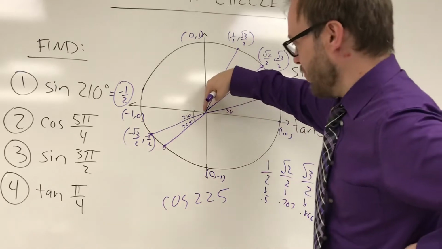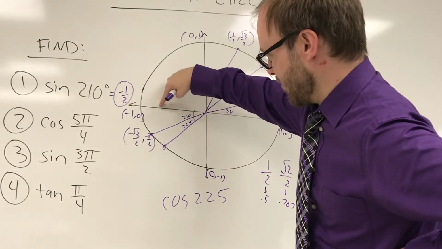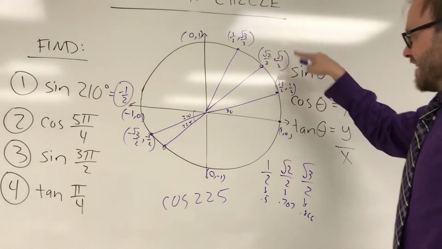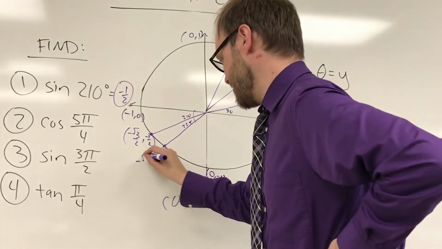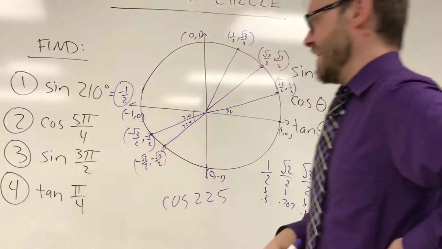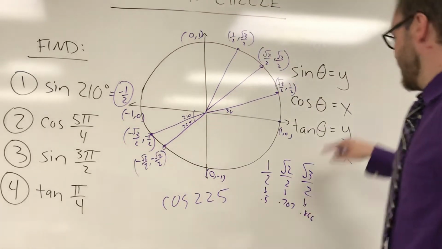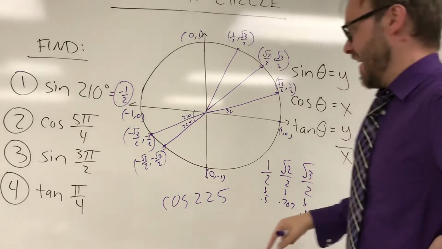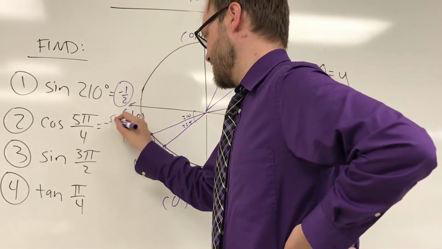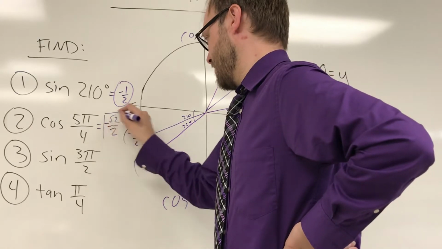So you're going over a middle-ish amount, and you're dropping down a middle-ish amount, okay? It's going to be the negative versions of these. Negative radical 2 over 2, negative radical 2 over 2. Okay? In this case, we want cosine. Cosine is the x-coordinate, so it's going to be negative radical 2 over 2. Sorry, I didn't leave quite enough room there to put that in.